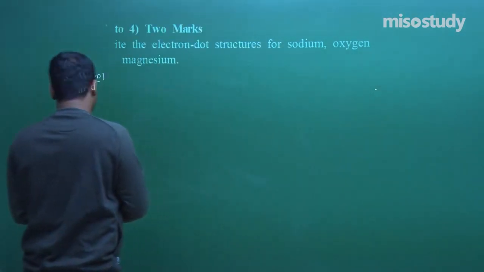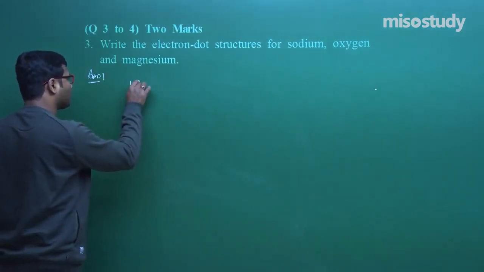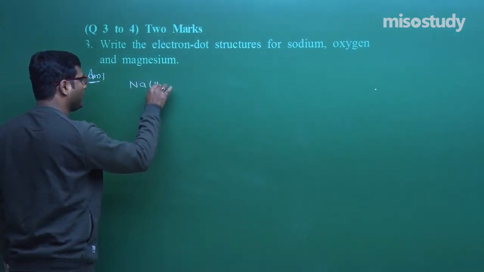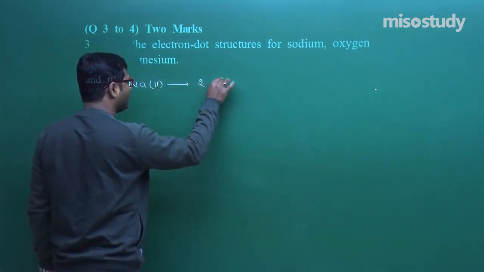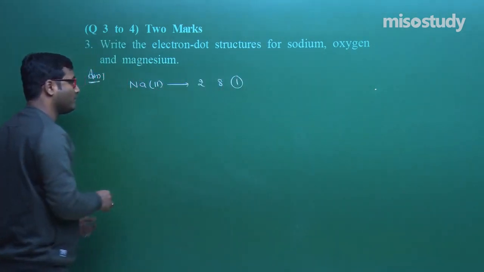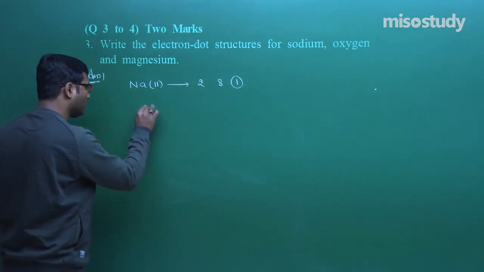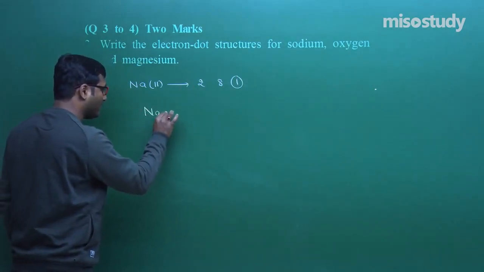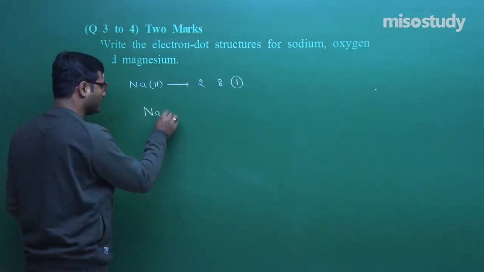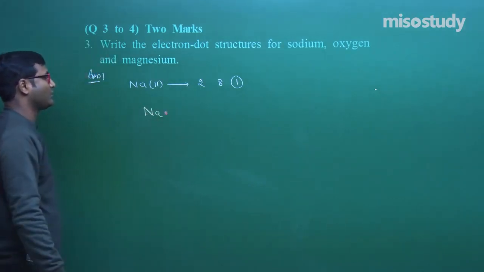As we know, sodium has atomic number 11. It can be written like this, electronic configuration 2, 8, 1. So sodium will have 1 electron in the outermost shell. So this is the electron dot structure of sodium.